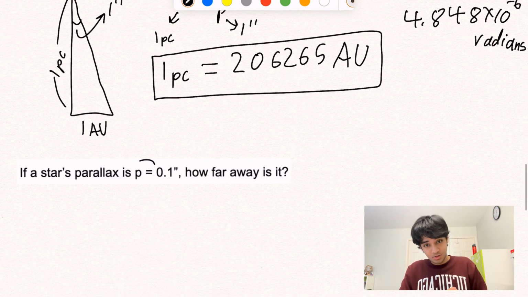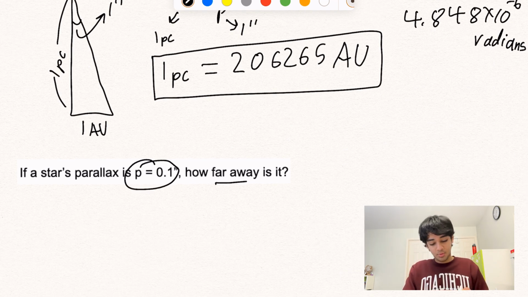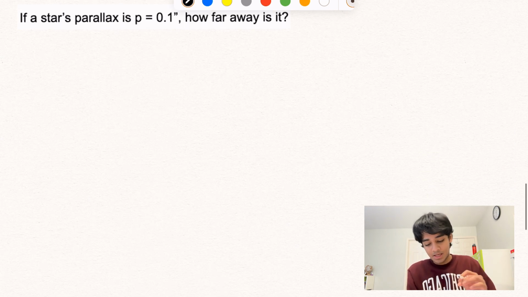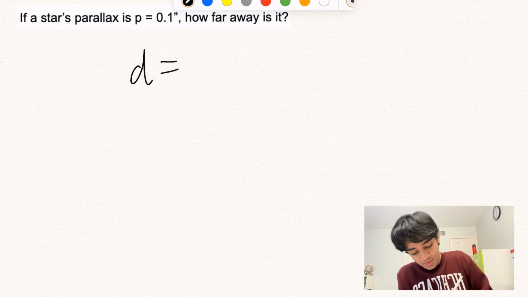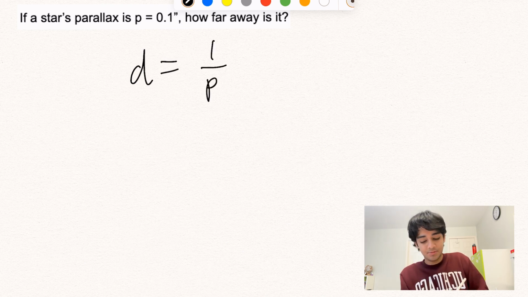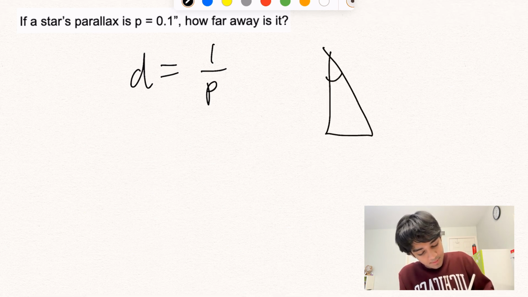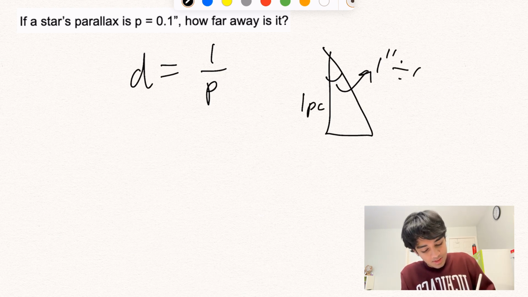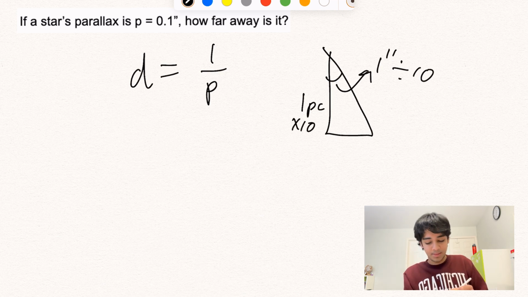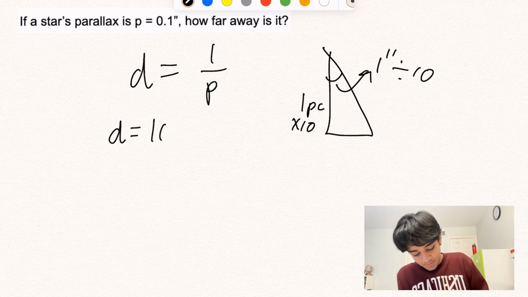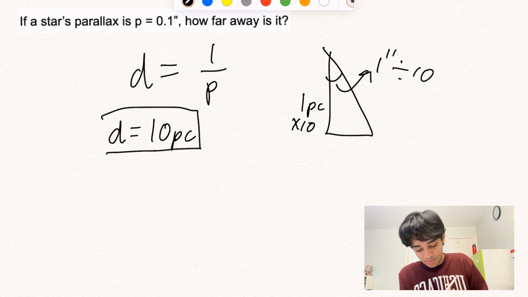If a star's parallax is 0.1 arcseconds, how far away is it? Instead of jumping right to the formula, let's think about this for a second. We know that D, which is the distance to the object, is inversely proportional to the parallax angle because we have 1 over P, right? So what we had before was 1 arcsecond, and then this is 1 parsec. So if we divide this by 10, this would need to be multiplied by 10, right? Because it's inversely proportional. So intuitively, it makes sense to say that D should be 10 parsecs. And that's correct, but let's see why.